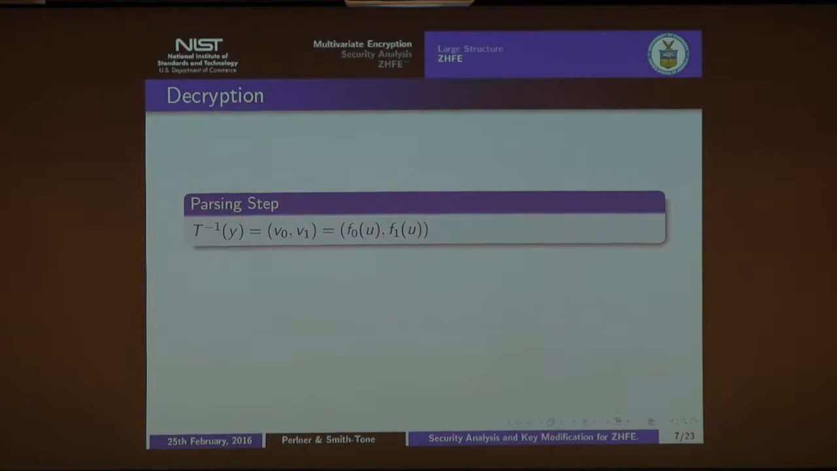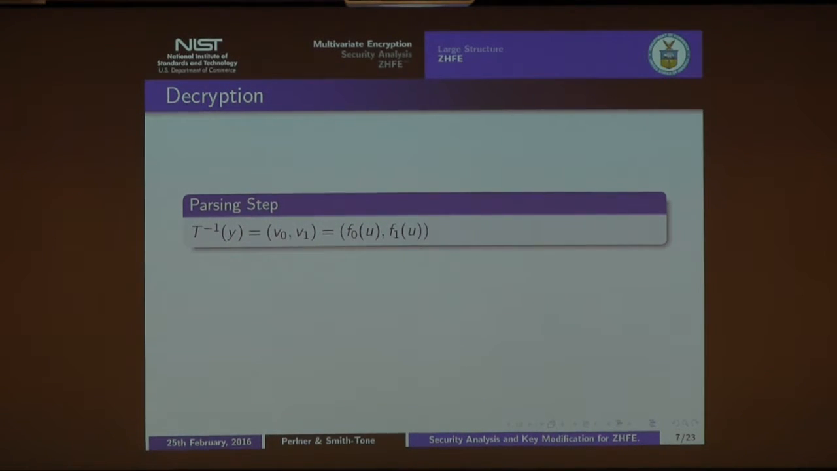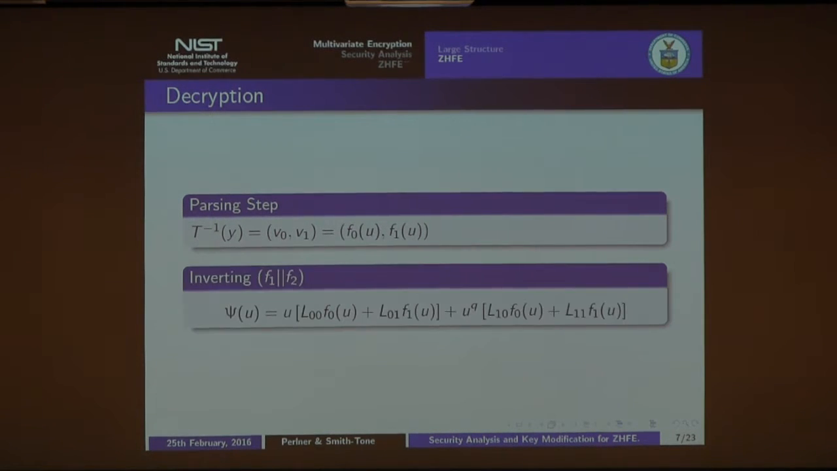So how do you actually achieve decryption? You take an output Y, you find the preimage under T, because it's a non-singular map. Then you parse it into two elements of the extension field, V0 and V1. You know these are the outputs of the functions f0 of u and f1 of u. So the hard part is now how do you undo that mapping of f? Well, you rely on that map psi that we had before. Here I'm writing out psi of u, and it's actually an equation. Psi of u is exactly this quantity.